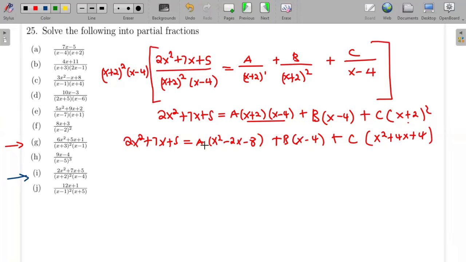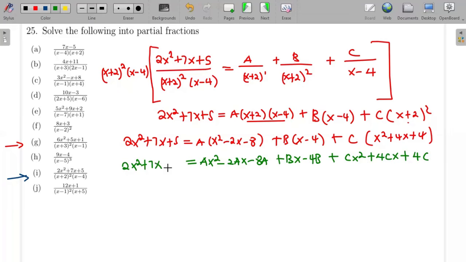Then from there, I can expand with the letters that I have outside. So this is Ax squared minus 2Ax minus 8A plus Bx minus 4B plus, here this will be Cx squared plus 4Cx plus 4C. Okay, and then here I have 2x squared plus 7x plus 5. All right, so that is what I have there.